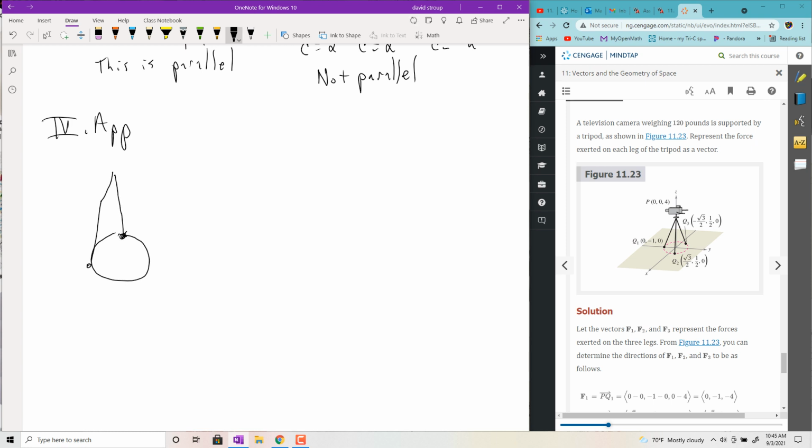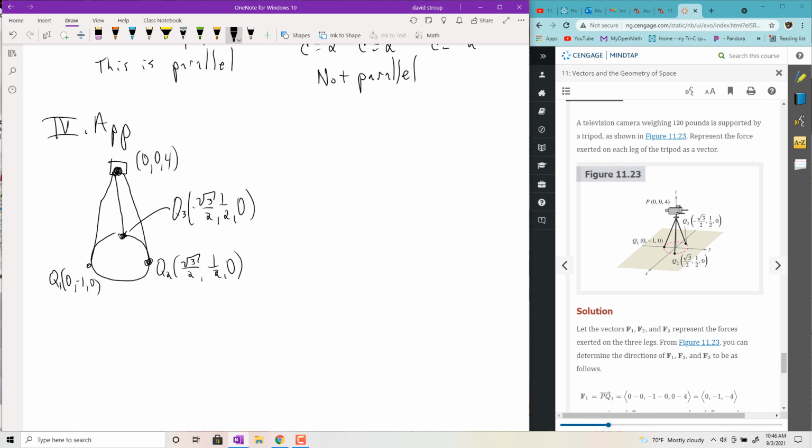Okay, so here's my camera. Sorry if it's butchered the picture there, but this point over here, I'll call Q1. It's located at 0, -1, 0. This point over here will be Q3, -√3/2, 1/2, and 0. And then this point, we'll call Q2, √3/2, 1/2, and 0. And then this point up here is at 0, 0, 4.